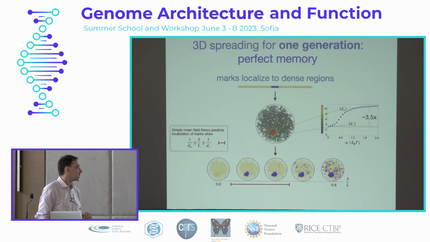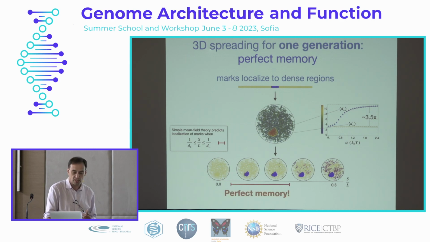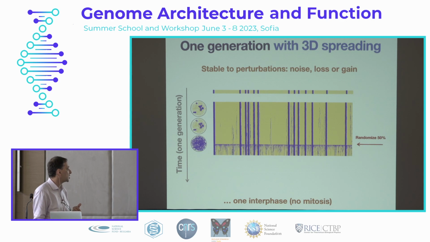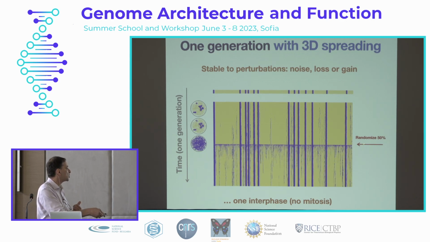Now, with the 3D spreading, can it work? For one generation, indeed, if the polymer does not move, so it folds and then it stays, then you have perfect preservation of the mark. Not for any values of parameters, but for a range of S over L parameters, it's stable. So we have perfect memory for one generation. What's going to happen if I iterate? Again, this is just to show that in one generation you can, for example, erase or introduce random marks, and then the original pattern comes back. So it's a very stable system.